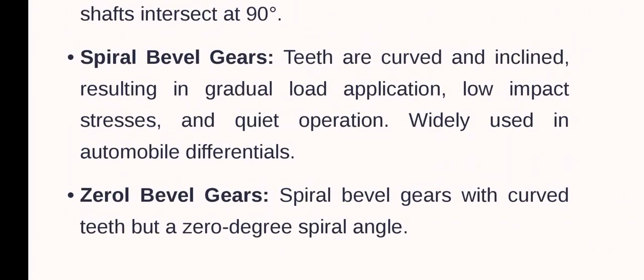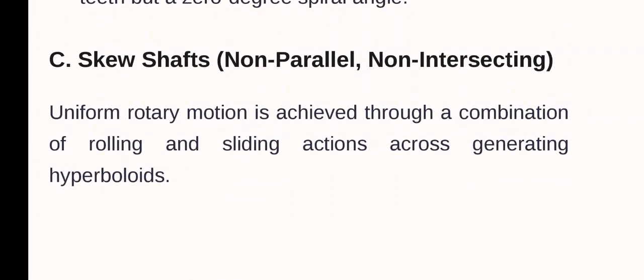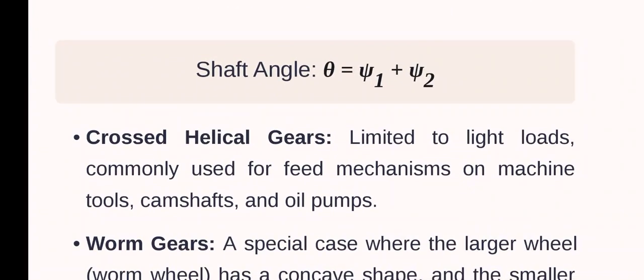Teeth are curved and inclined, resulting in gradual load application, low impact stresses, and quiet operation, widely used in automobile differentials. Zerol bevel gears. Spiral bevel gears with curved teeth but a 0 degree spiral angle. Skew shafts, non-parallel, non-intersecting. Uniform rotary motion is achieved through a combination of rolling and sliding action across generating hyperboloids. Shaft angle theta = psi 1 + psi 2. Cross helical gears are limited to light loads, commonly used for feed mechanisms on machine tools, camshafts, and oil pumps.